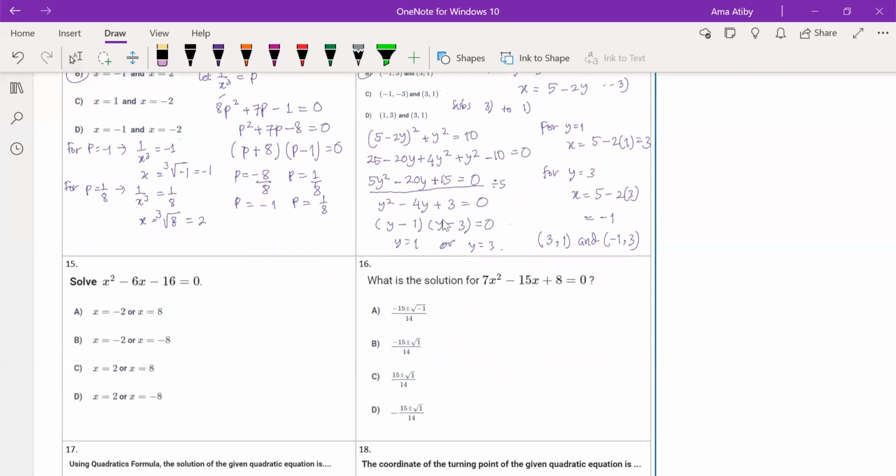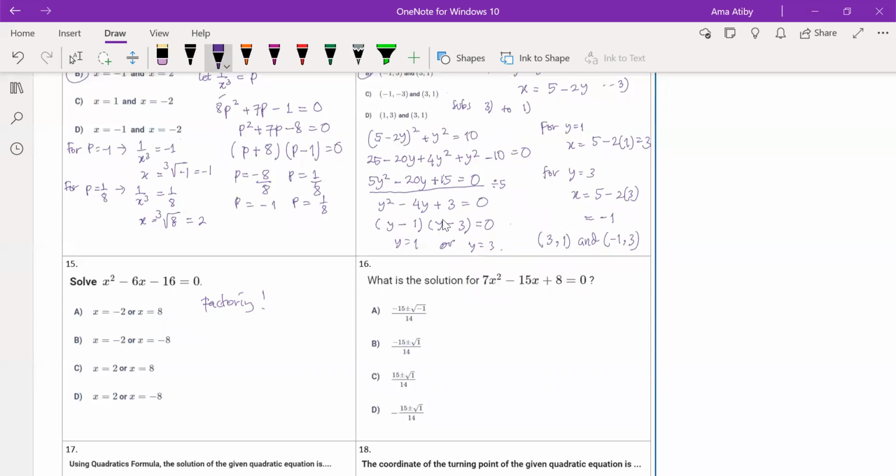So for number 15, I will just leave this question for you. You just need to do this using factoring. Can these two numbers be factorized? No. Yes, yes, it can. So you can just do this using factoring. Find two numbers whose sum is -6 and product is -16.